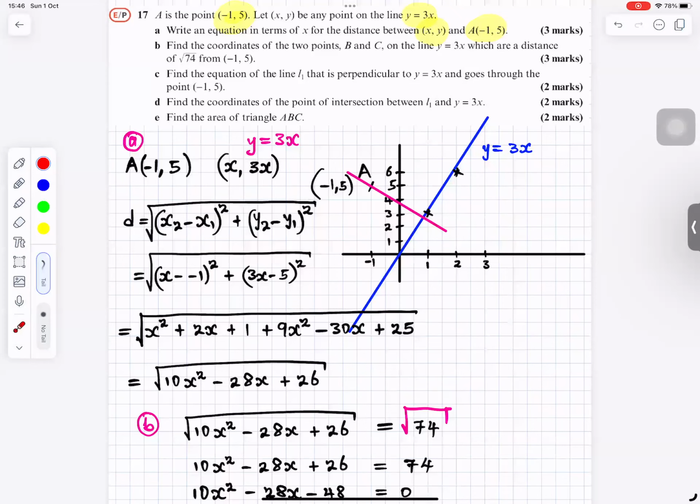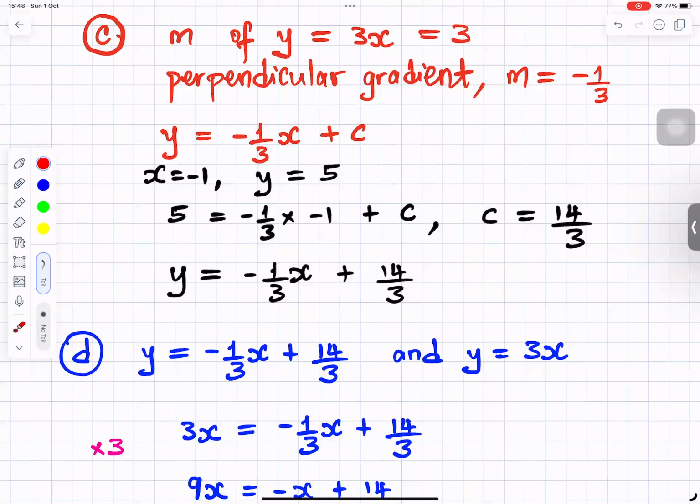For part C, find the equation of the line L1 that is perpendicular to y equals 3x and goes through the point minus 1, 5. So for part C, we have got the gradient of the line y equals 3x, the gradient is 3. For the perpendicular gradient, it's minus the reciprocal of that gradient, minus 1 over 3. So you use y equals mx plus c. We need to find c now that we know m. We substitute minus 1 and 5.